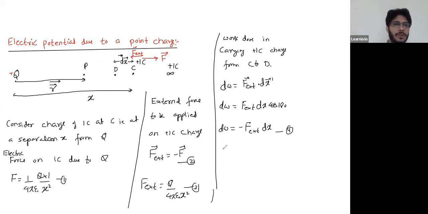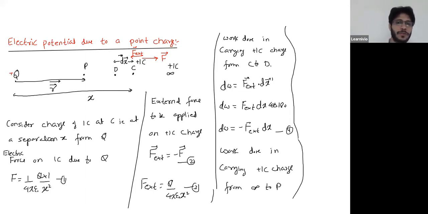Fatma, how would you calculate work done from infinity to P? I mean work done in carrying this +1 coulomb charge from infinity to this point. Padma, how would you calculate this work done from infinity to P? Integral from infinity, F external dx, right? You just integrate this thing from infinity to P, not a closed integral. I'm not calculating work over a closed path. I'm calculating work done from infinity to P. So you will integrate it from infinity to P.